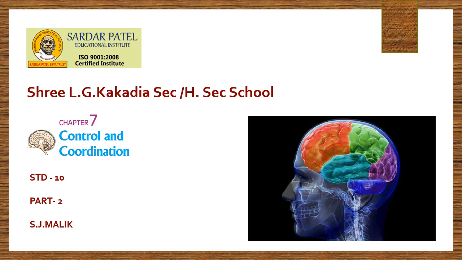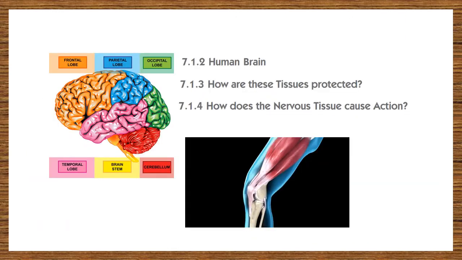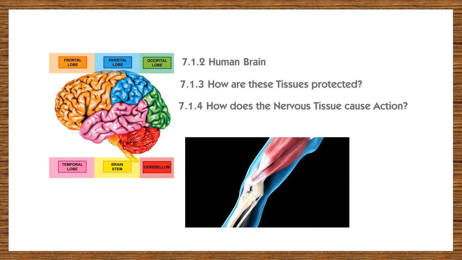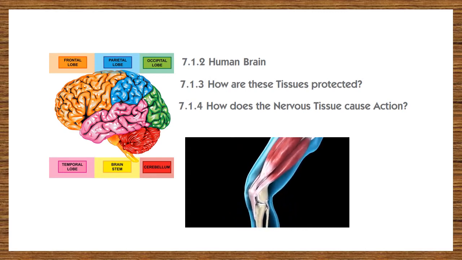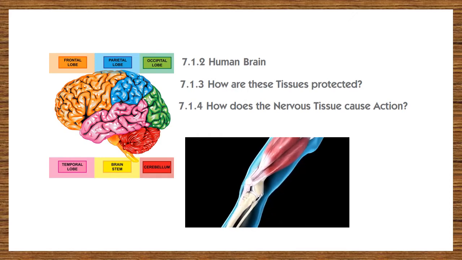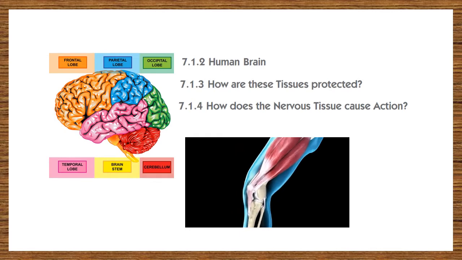Part 1 we have already done. If you remember, in part 1 we discussed reflex action and neurons. So what are we going to do in this session? We are going to learn about the human brain, the protection of these tissues, meaning brain tissues and nervous tissues, and how the nervous tissues cause action. All these three topics we'll discuss over here.